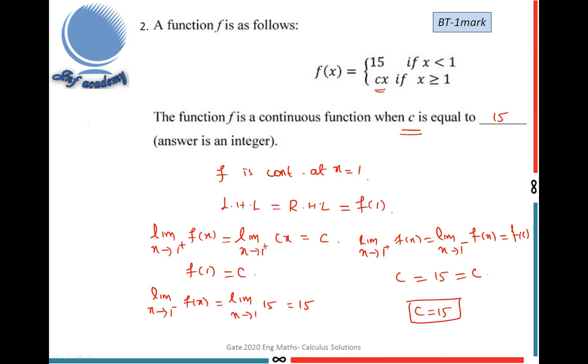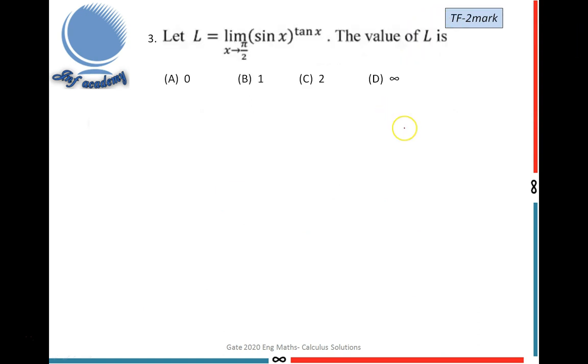Now that question: let L equal to limit x tends to pi by 2 of sin x power tan x. Find the value of L. We have to find the value of L. This question is from the TF department.